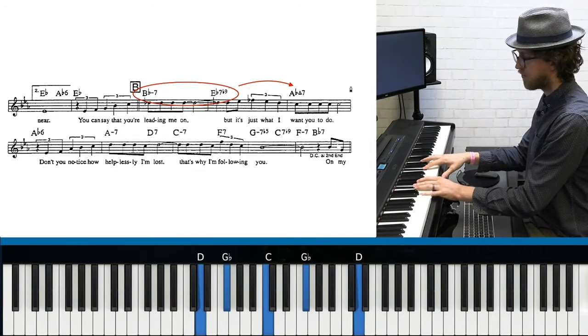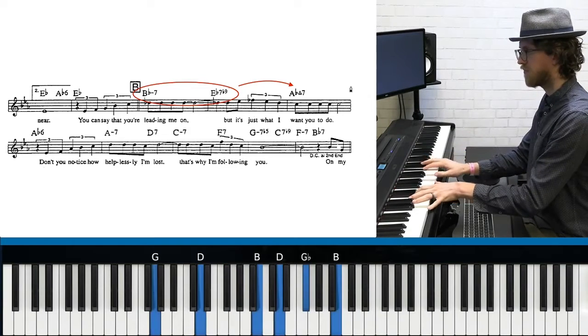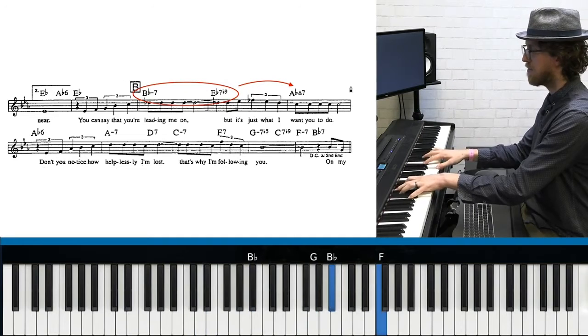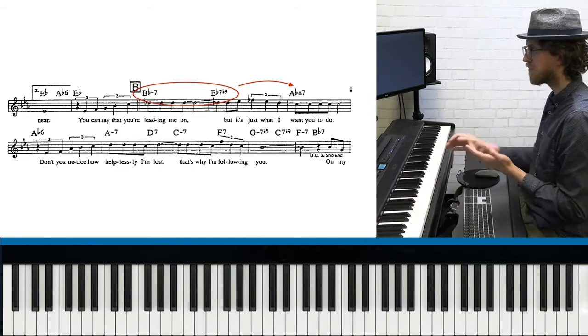Okay, now this is really interesting. A to D is a 2-5 in the key of G. Okay, but that's not where we're going. And then we go to a C minor to an F, which is a 2-5 of B flat.